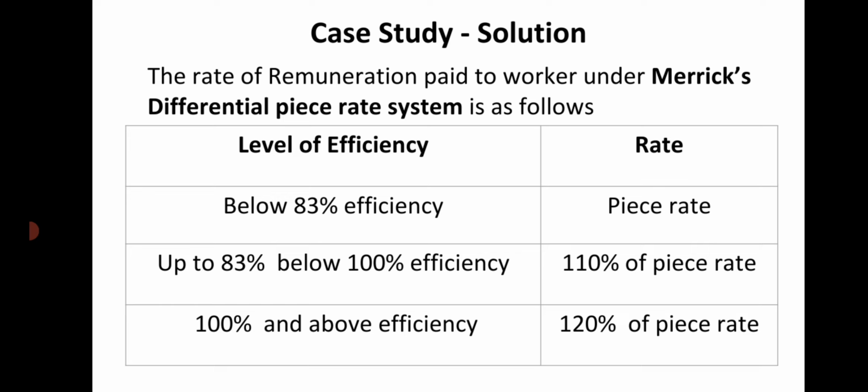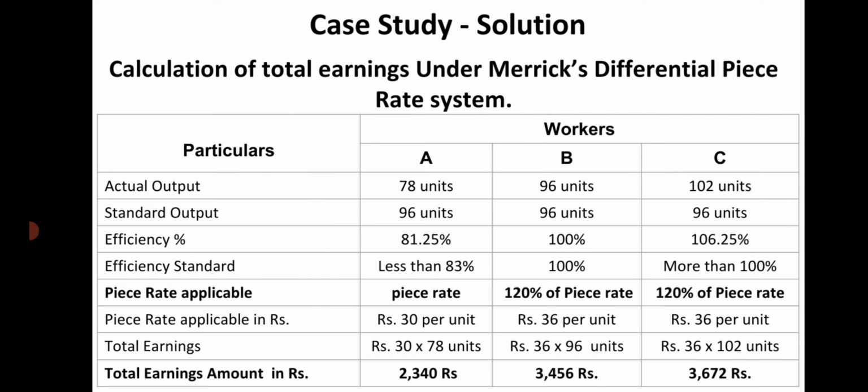Then the remuneration of the workers under Merrick is as follows. If efficiency is below 83%, only the normal piece rate of 30 rupees. From 83 to 100% efficiency, it is 110%, which will come to 33 rupees per unit. At 100% and above efficiency, it is 120% of piece rate, which will become 36 rupees per unit.